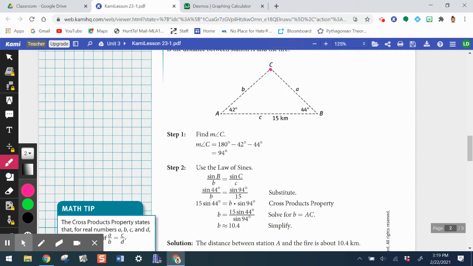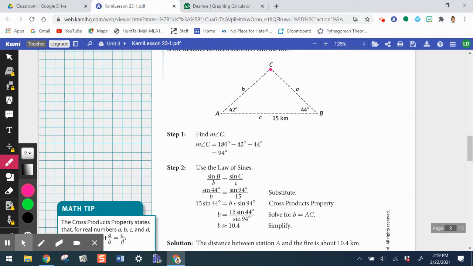So the first thing they ask us to do is find the measure of angle C, which we know any triangle, even if it's not a right triangle, the three angles of that triangle have to add equal 180. So they show that math here. 180 minus 42 from angle A minus 44 from angle B tells us that angle C is 94 degrees, which is actually good for us to understand that we're not solving a missing side of a right triangle.